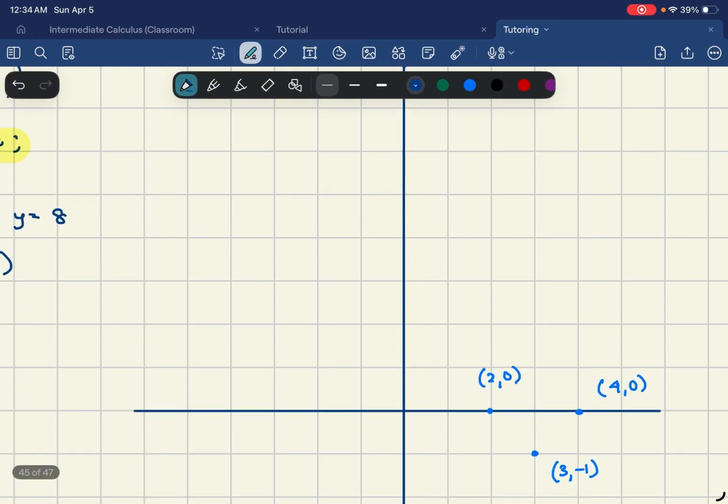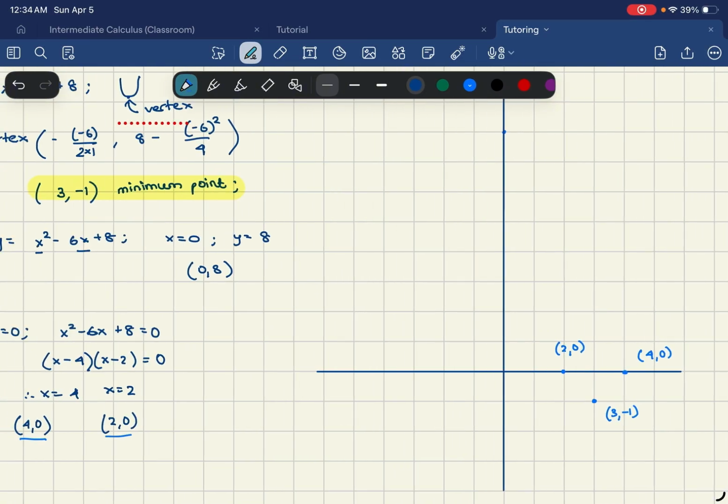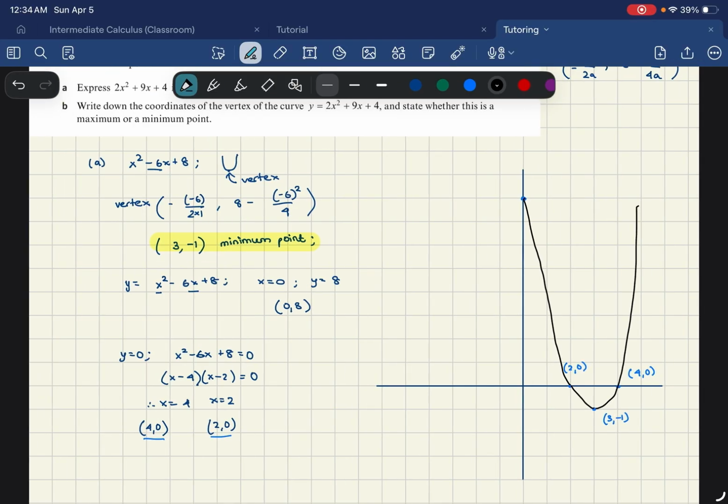All right, so now that we have this, let's join all our points to draw the curve. So our curve looks something like this. It's concave up. It has a minimum point at 3 comma negative 1, and it passes through these points. I know the drawing is a bit improper, but I hope you get the idea. So it is a parabola that's concave up. Its minimum point is at 3 comma negative 1. Its x-intercepts are at 2 comma 0 and 4 comma 0, and its y-intercept is at 0 comma 8.